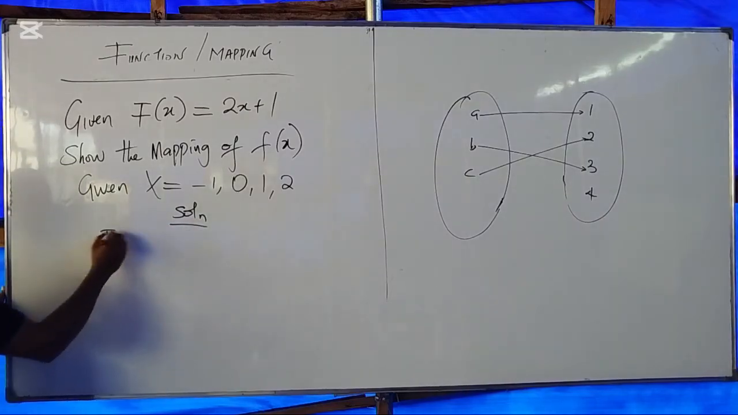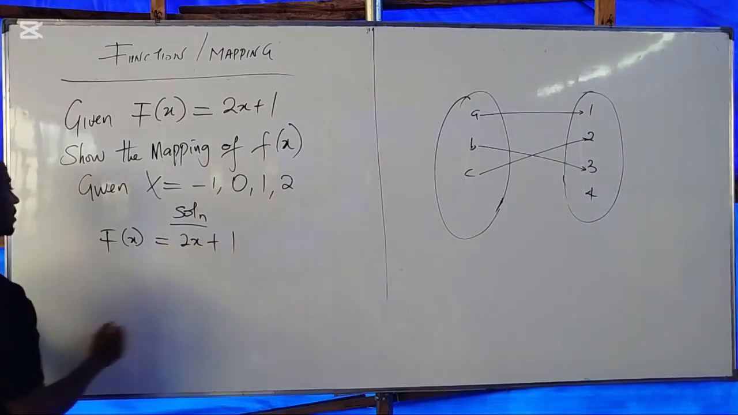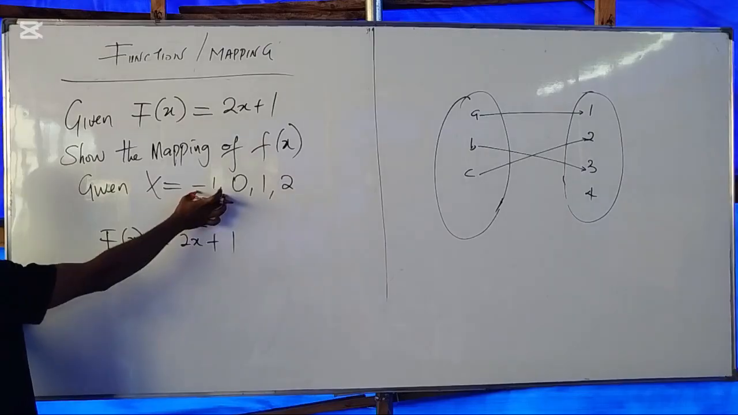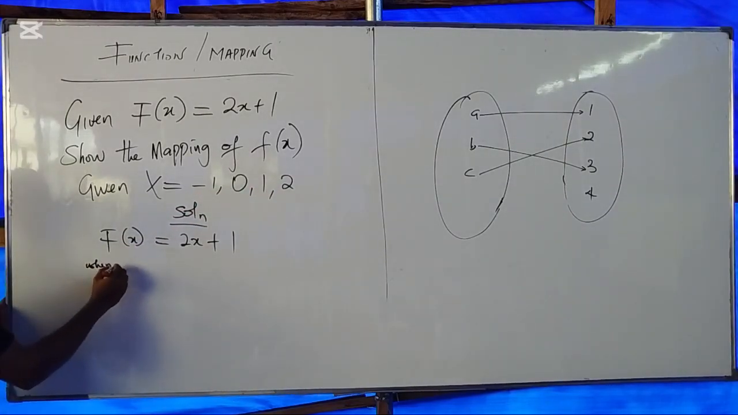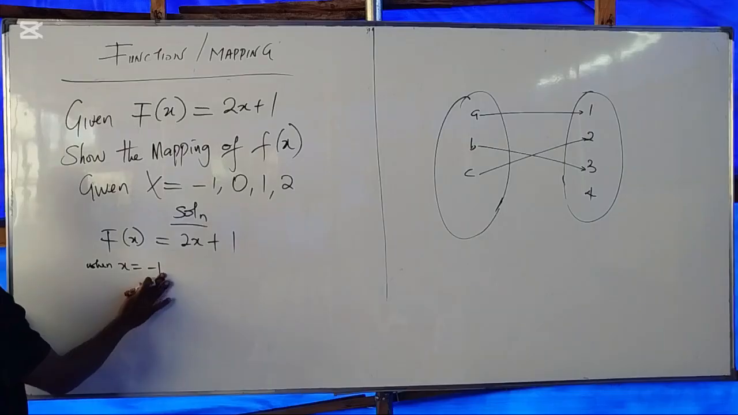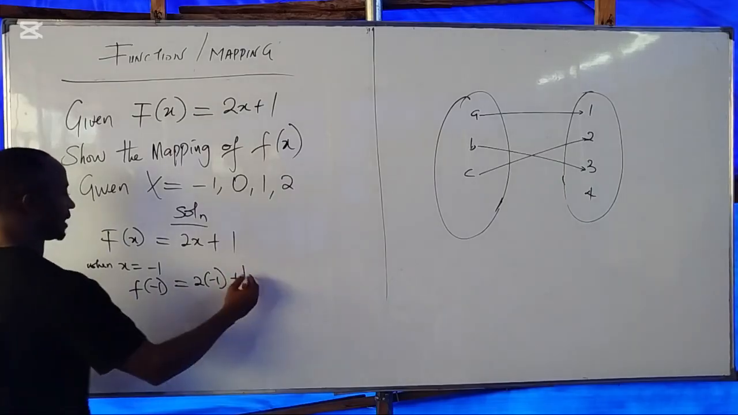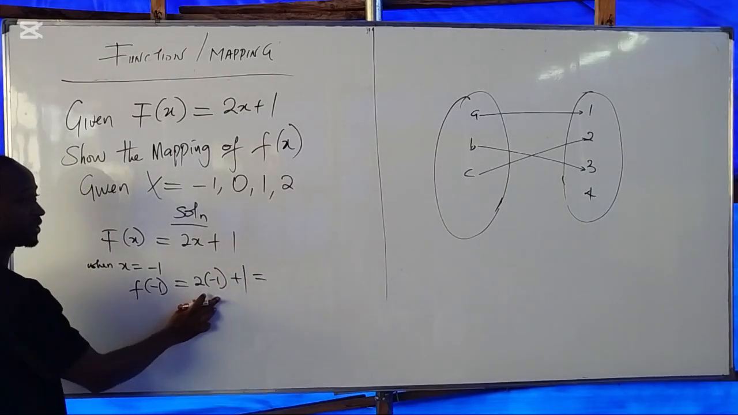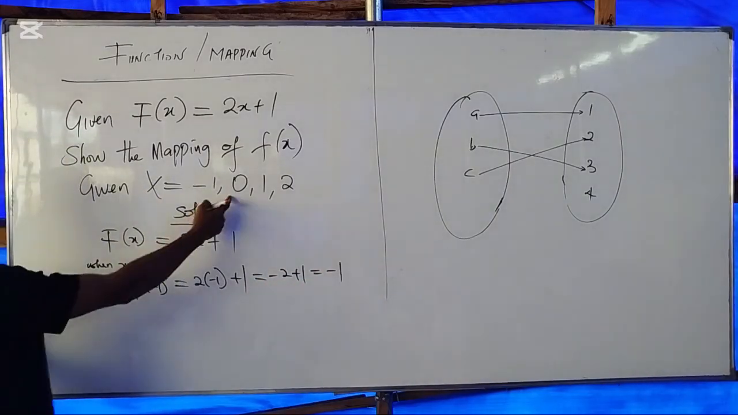So the solution to this is simply this. We are given f of x to be equal to 2x plus 1. We are given the values of x as minus 1, 0, 1, and 2. So let's find when x is equal to minus 1. That is the first function, right? When x equals minus 1, f of minus 1 will be 2 times minus 1 plus 1. And that will give us 2 times minus 1 is minus 2, plus 1. The answer is minus 1.